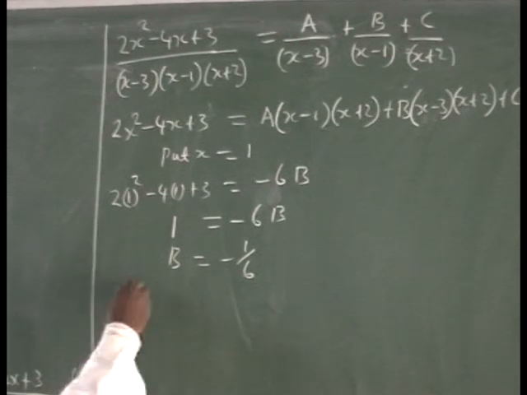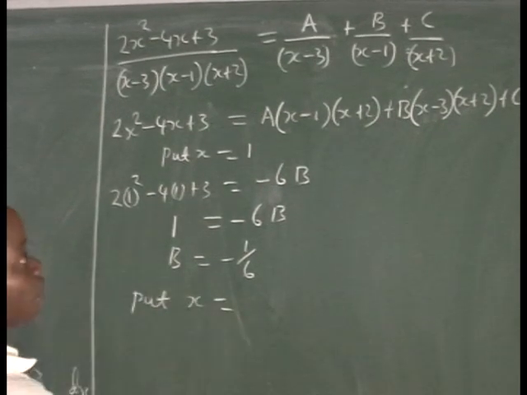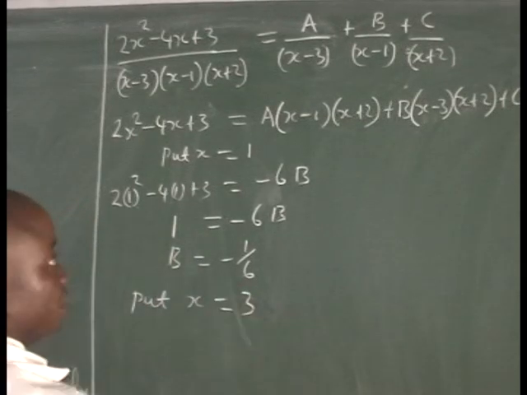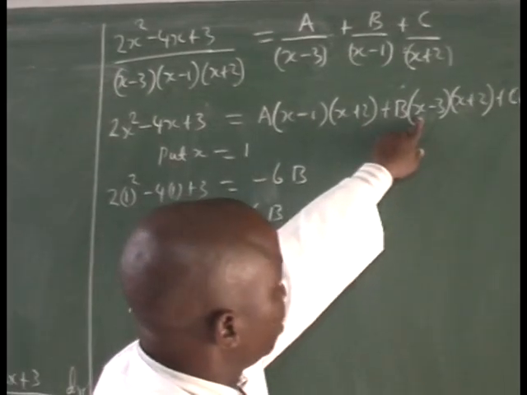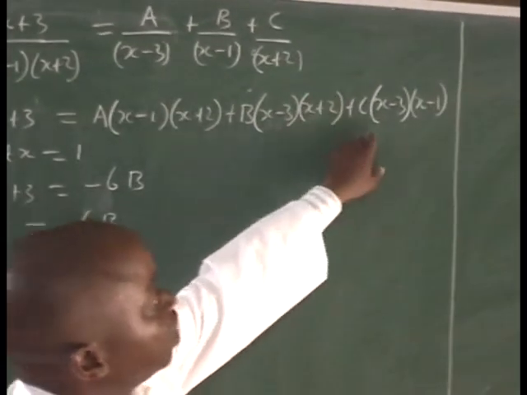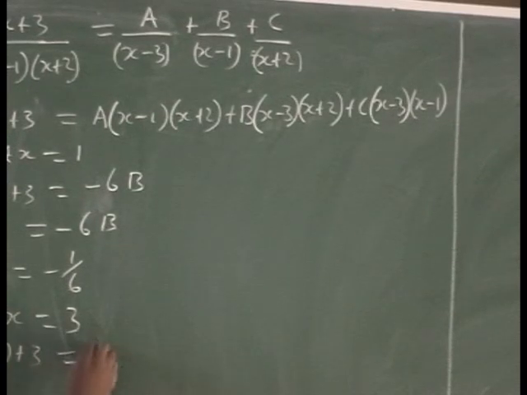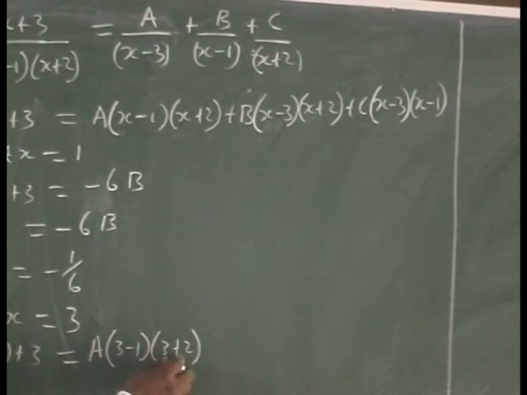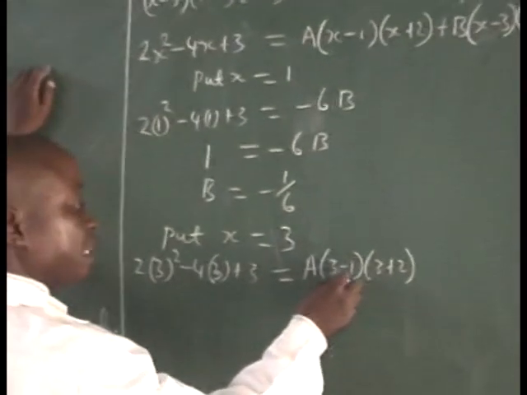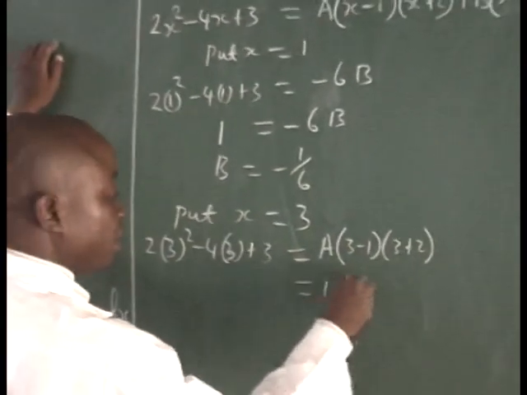I've got B. So I'm going to also put x equal to 3. If I put x equal to 3 here, then 3 minus 3 will make it 0, and this side will also be 0. So we'll get the value of A. Now, put x equal to 3, we have 2 times 3 squared minus 4 times 3 plus 3 equal to A bracket 3 minus 1 and then 3 plus 2. So 3 plus 2 is 5, and 3 minus 1 is 2. 5 times 2 is 10. So what I will have here is 10A.